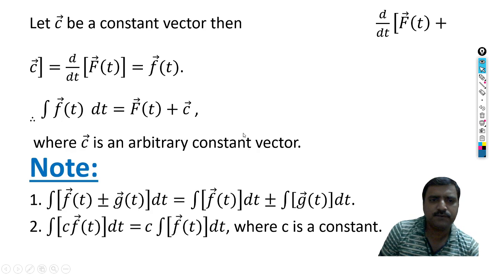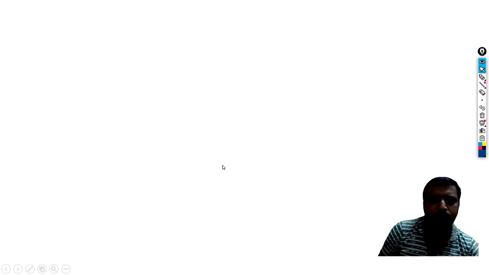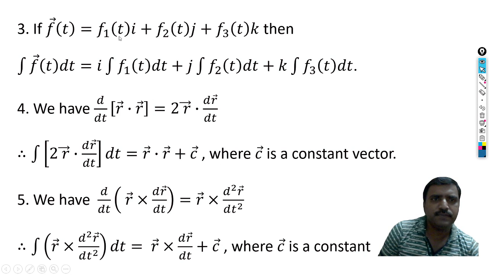Okay, some more results. Suppose f of t and g of t are two vector point functions, then the integration of f of t plus g of t dt is equal to the integration of f of t dt plus the integration of g of t dt. Similarly, the second property: if f of t is equal to f1 of t into i, f2 of t into j, and f3 of t into k, that is in vector form, a vector point function, then the integration of f of t can be written like this: i into the integration of f1 of t dt, j into the integration of f2 of t dt, plus k into the integration of f3 of t dt. Like that we can write.